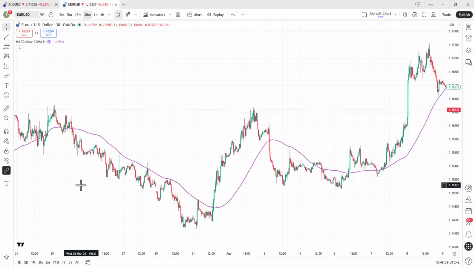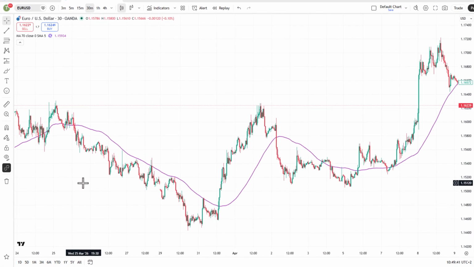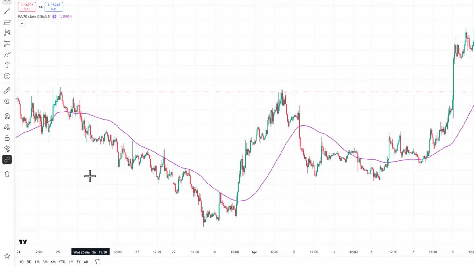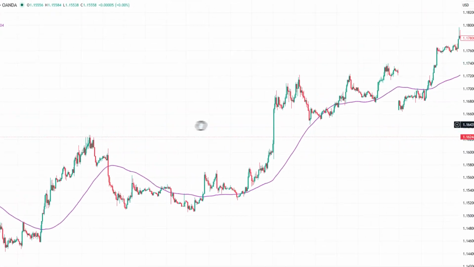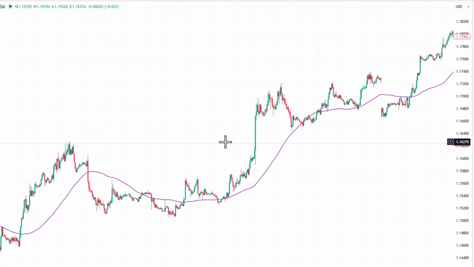A moving average is an indicator that smooths out price movement to help traders identify the direction of the trend. Instead of focusing on every candle movement, moving averages help you see the bigger picture. In general, if the price is below the moving averages, it suggests bearish momentum. If the price is above the moving average, then it suggests bullish momentum.